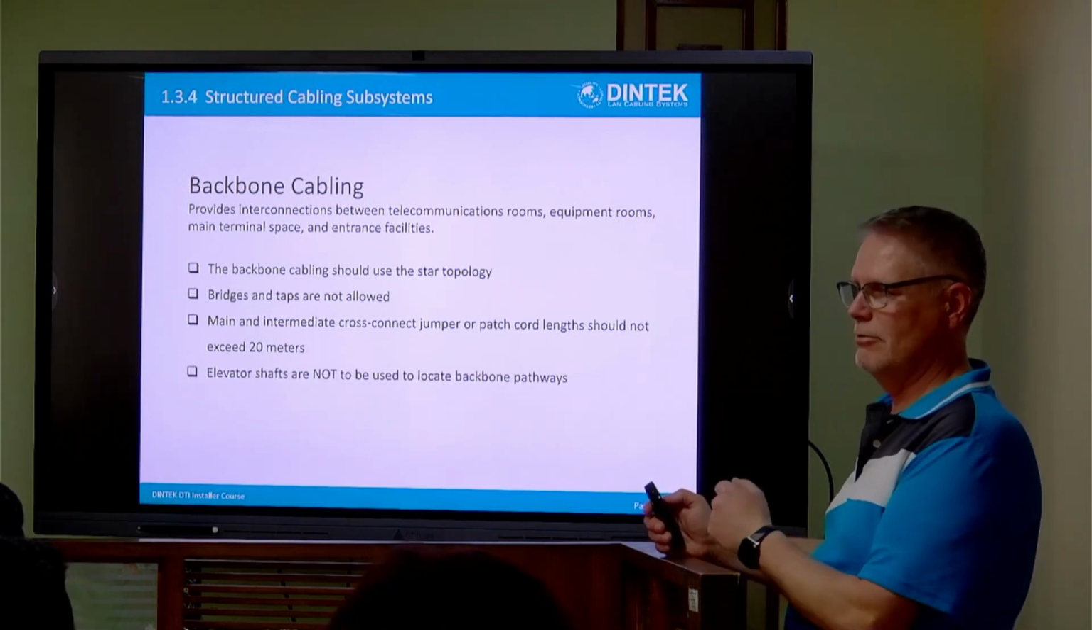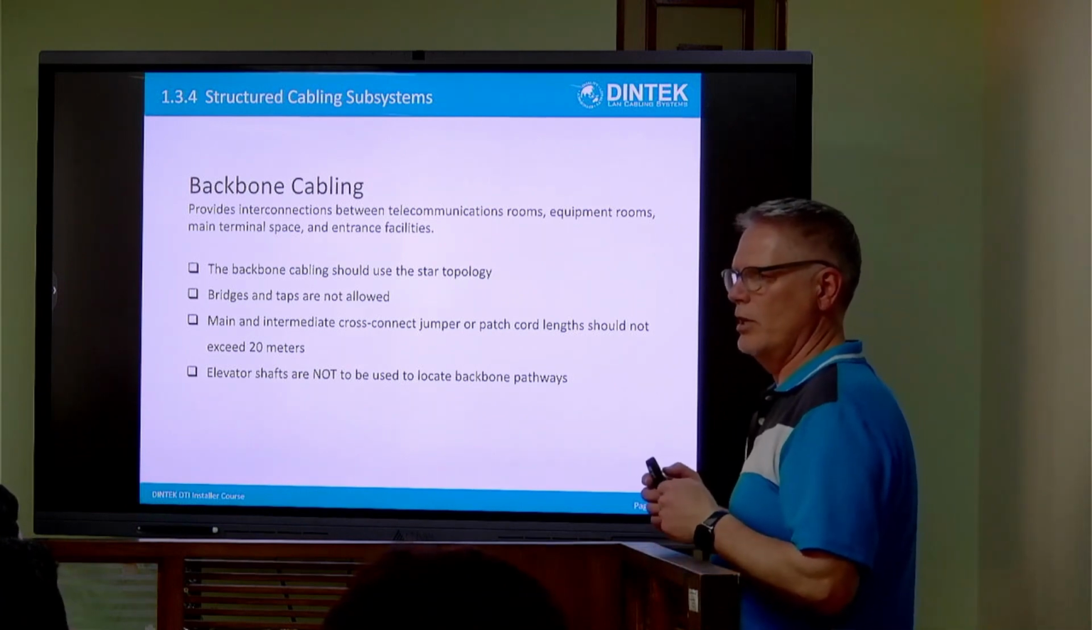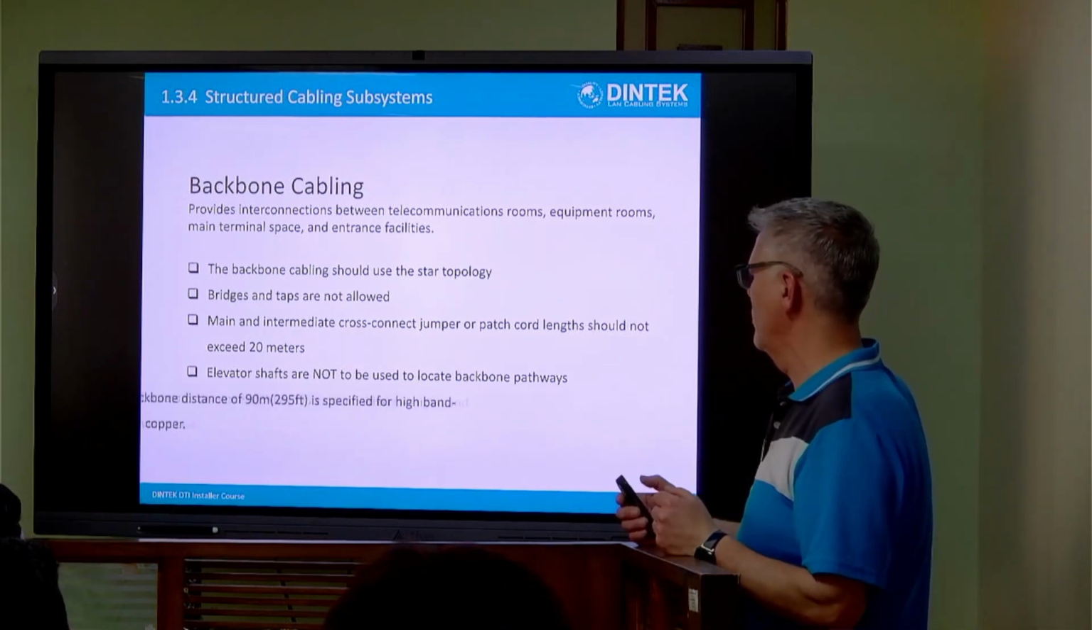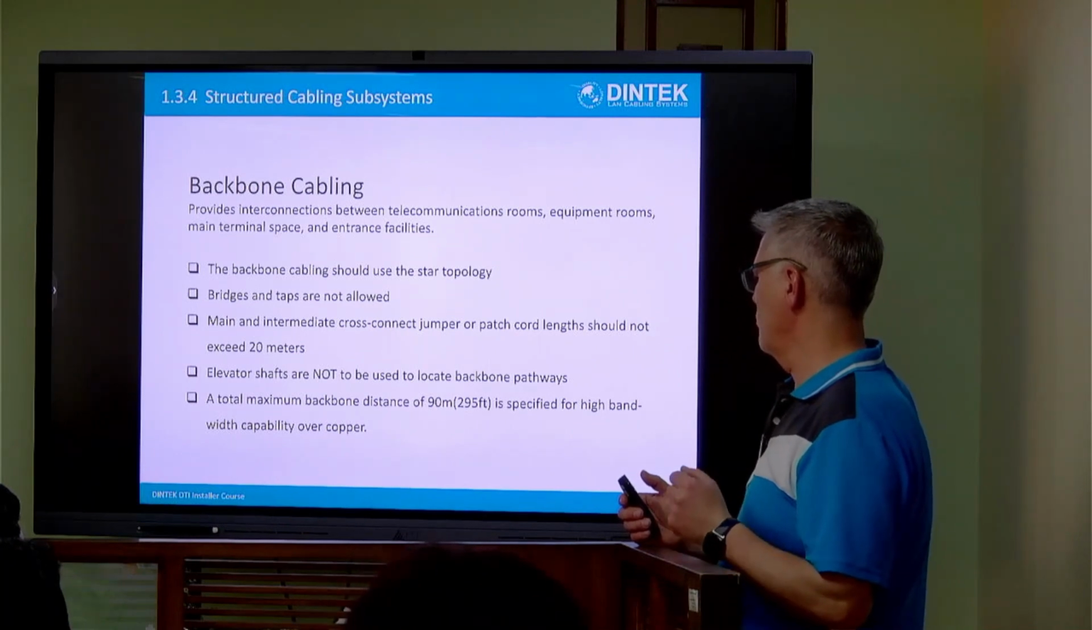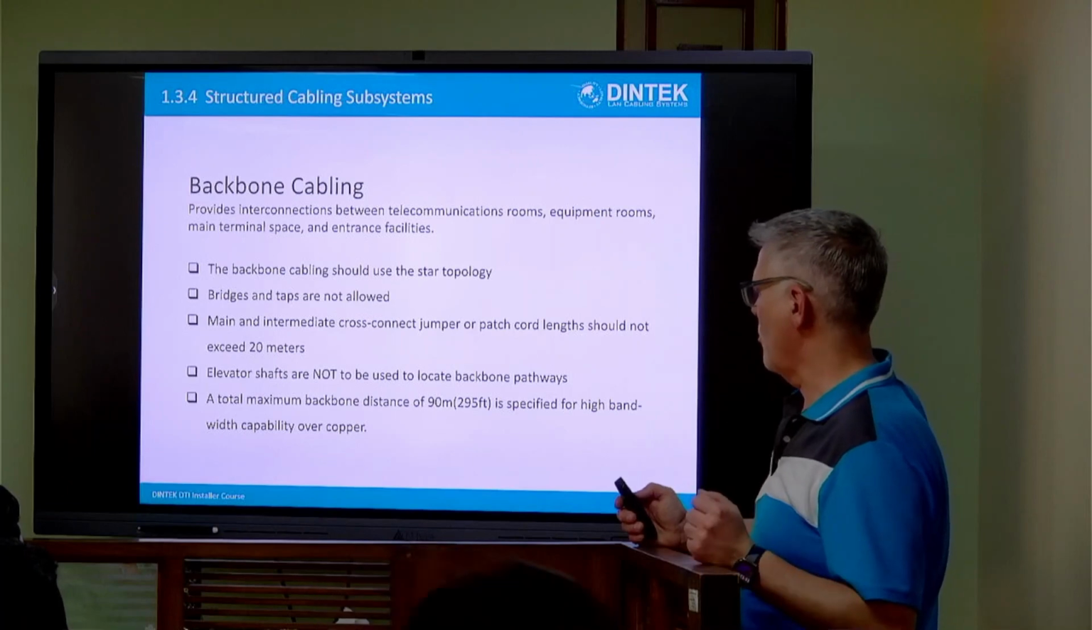Elevator shafts never would be used. I know it seems pretty obvious, but it has been done before and it's never a good thing to do. Total maximum backbone distance 90 meters if you're using copper.